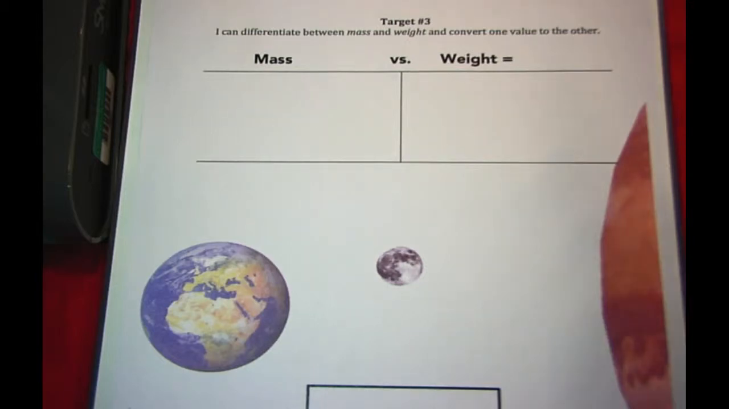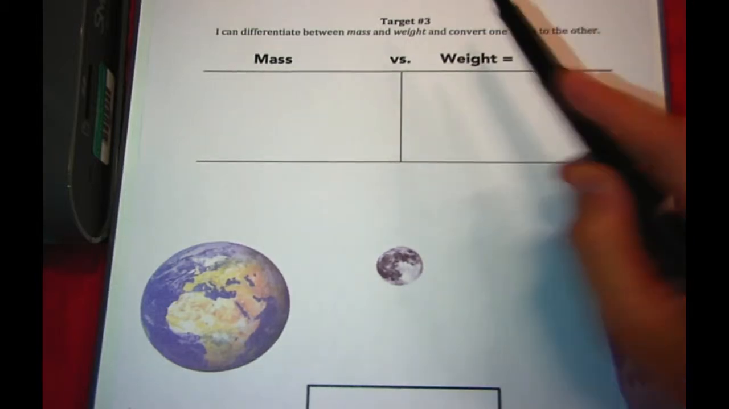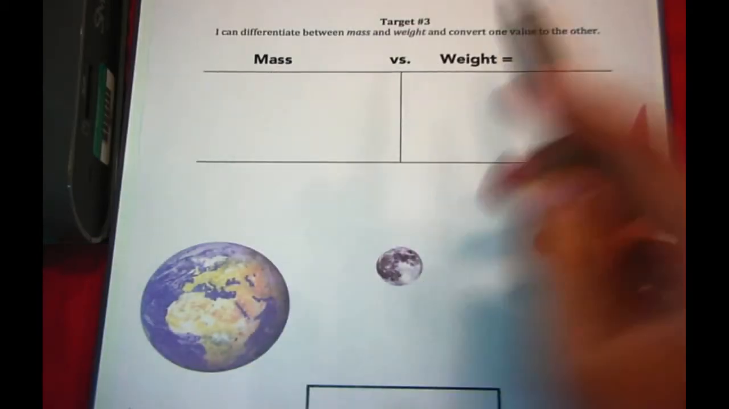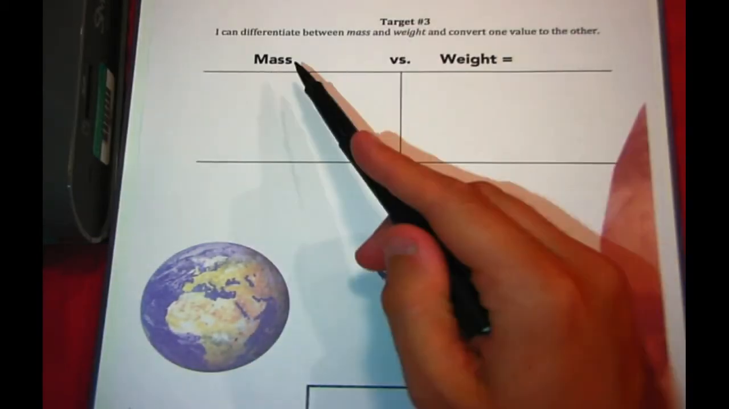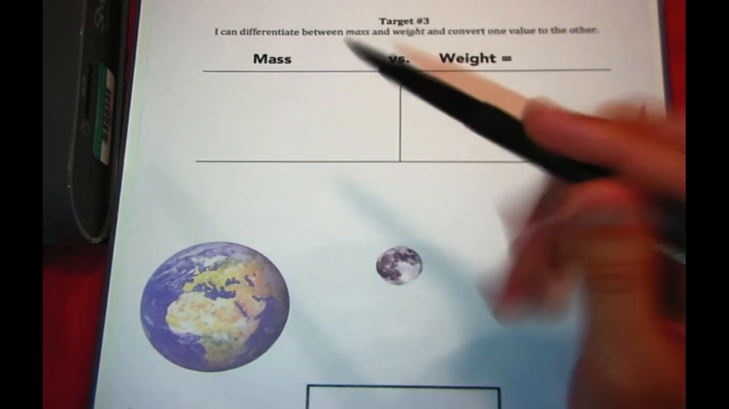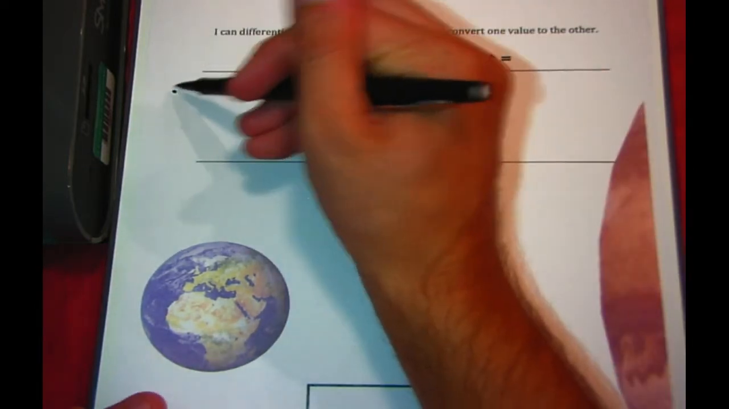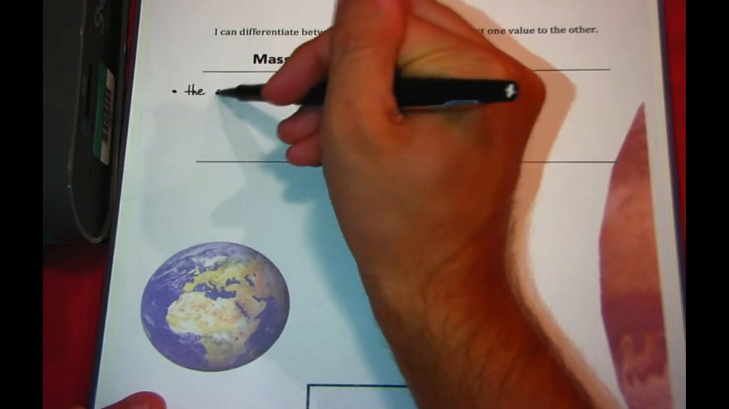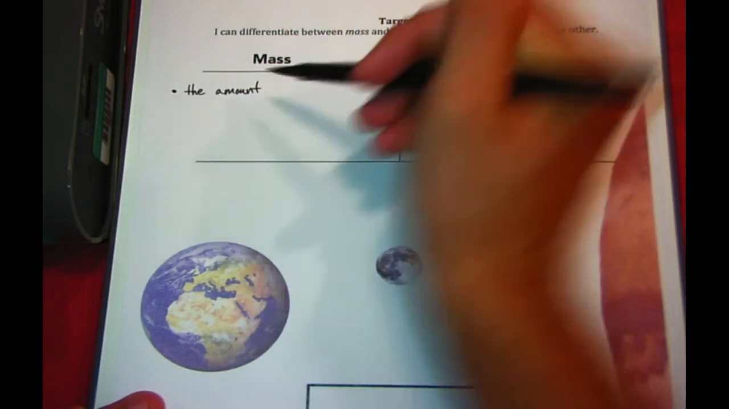Hey guys, it's Mr. Wolfe here, and I'm going to be going over the difference between mass and weight, and also how they're related. So let's first start with mass. Mass is going to be the amount of atoms, or the amount of stuff, or the amount of matter in an object.